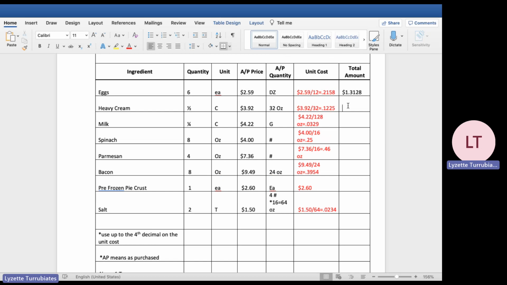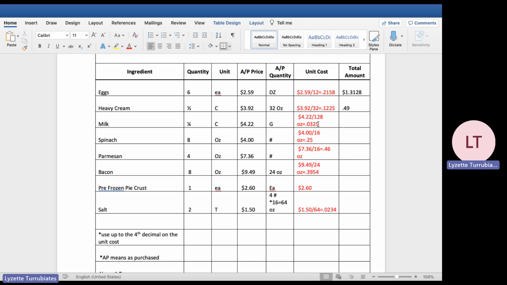So the next one is the heavy cream. We're going to take the unit cost, which is 0.1225. And this time we need to look because this is per ounce and we have a 1/2 cup. So we know that in a 1/2 cup there are 4 ounces. So we need to multiply 0.1225 by 4. And that's going to give us 0.49.